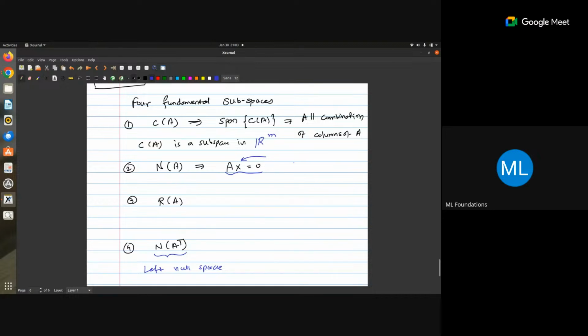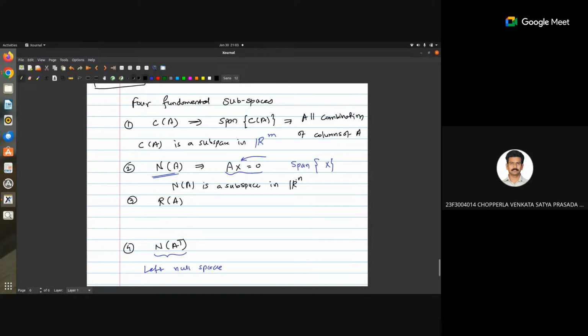This will represent the null space, but the null space basically will be the span of all x's, right? If I am able to find things like this. Now what is the dimension of this null space of A? Rn. So the null space of A is also a subspace, but it is in Rn, right?